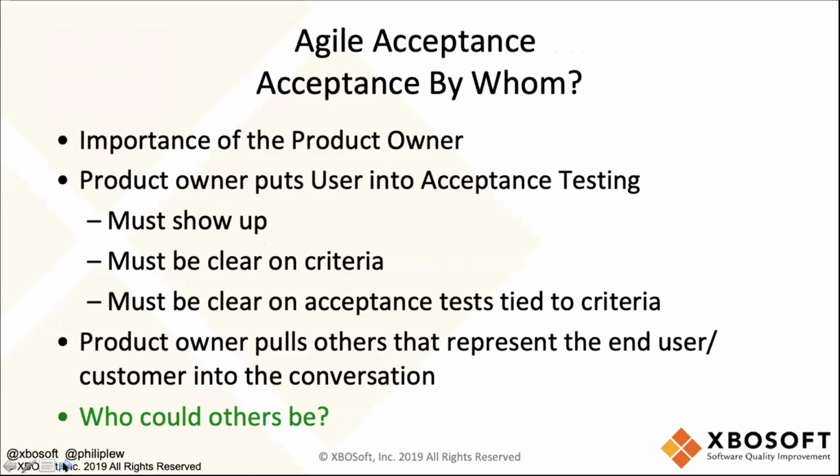So some of the others could be different types of end users. If you're developing an accounting system, for example, you may pull in an accounts receivable person. You may pull in somebody that works on the general ledger. You may pull in the CFO who looks at high-level reports, income statements, and balance sheets, and so on. So you want to pull in the different types of users as the product owner.